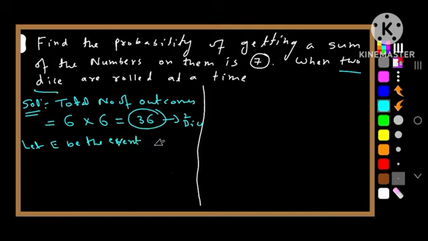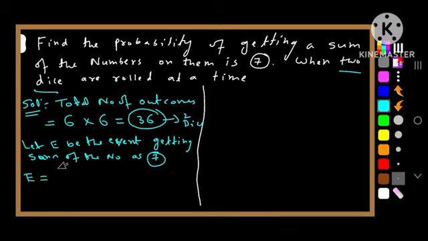So what is the event? Getting the sum of the numbers as 7. So when you are rolling the dice at a time, you should get 7.